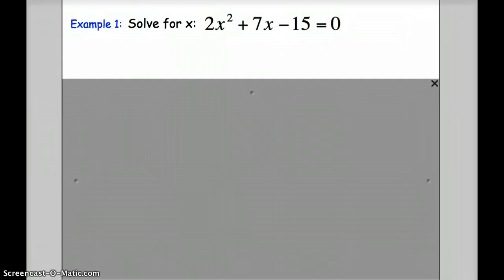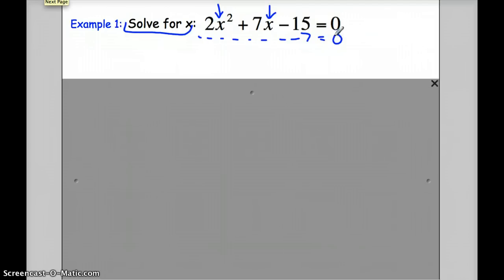So here's an example of what you're going to be given. You're going to be given a quadratic written out in the sum form. So 2x squared plus 7x minus 15. And the question says solve for x. So my goal is to figure out what x could be plugged in here and here so that when I do the math, I get an answer that's equal to 0.